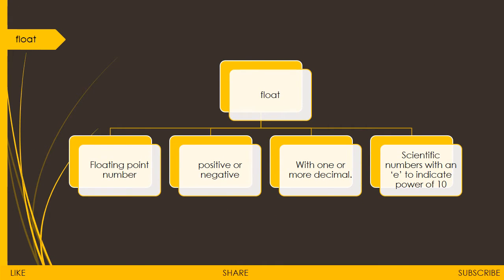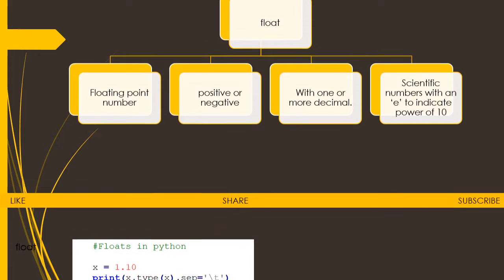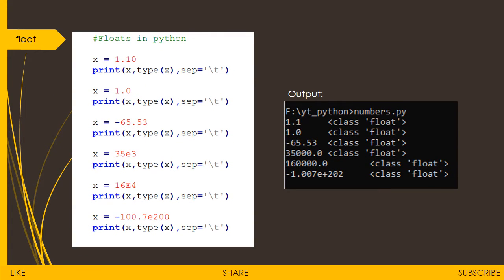Now what is float? Float is a floating point number. It can be positive or negative, and it can have one or more decimal points. Scientific numbers with e to indicate power of 10 can be stored in float also. As we discussed before, float has one or more than one decimal points after the real number. Now let's look at the example of floats.